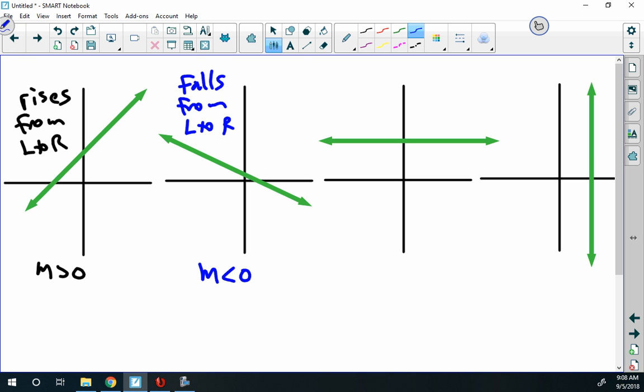But anyway, if the line is rising, it has a slope greater than 0. If the line's falling, it has a slope less than 0. What if the line goes straight across, somewhere in the middle of being positive and somewhere in the middle of being negative? The slope is 0. So for horizontal lines, the slope is exactly equal to 0.